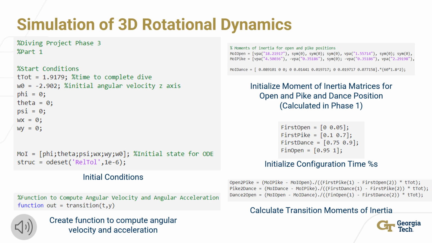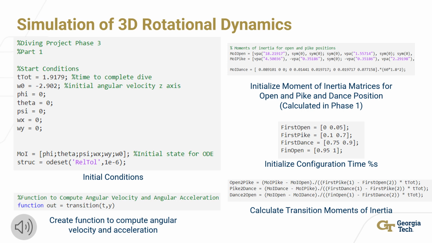So for our simulation of 3D rotational dynamics, the first thing we need to do is set our initial conditions. Our initial conditions include our total time for the simulation, our initial angular velocity, our phi, our theta, our psi, and our x and y initial angular velocities. We also initialize our state for the ODE, or ordinary differential equation. The next thing we do is create a function to compute our angular velocity and acceleration.